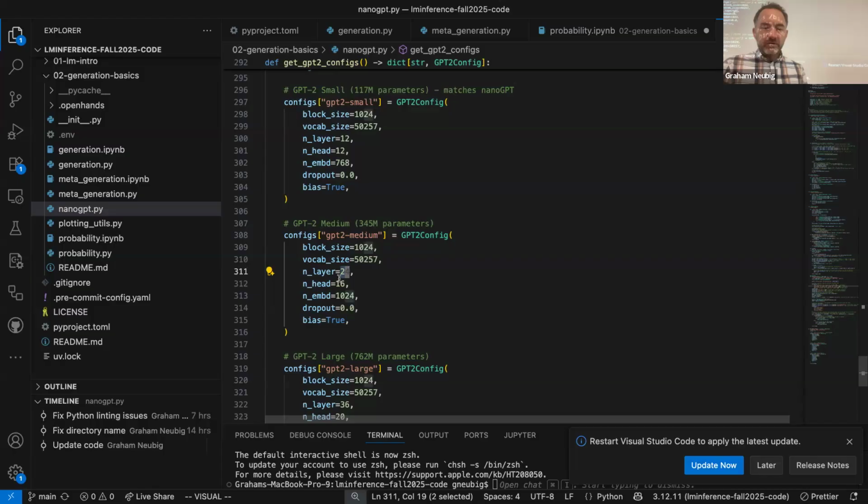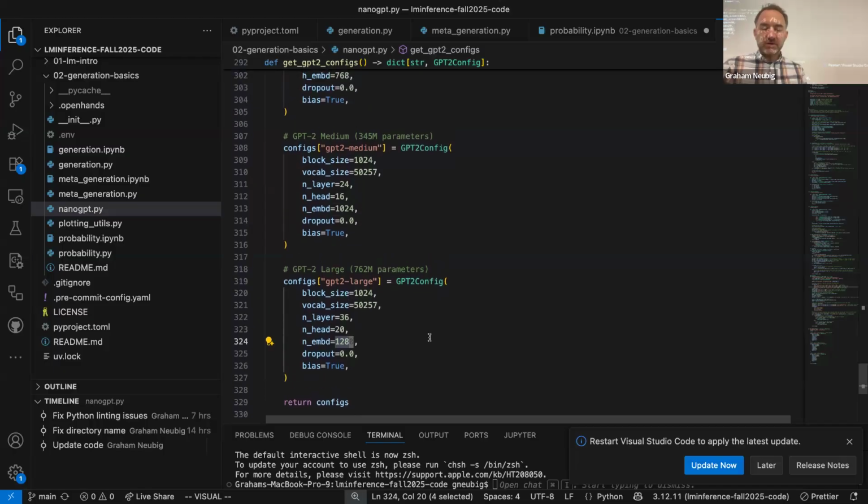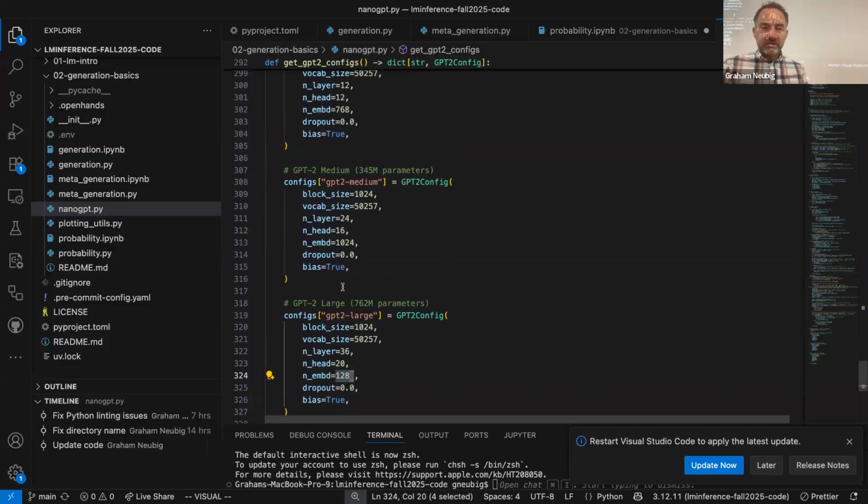This had 24 layers, 16 heads, embedding size of 1024. And then large had 36 layers, 20 heads, embedding size of 1280. So this is approximately 10x smaller than the models that we use nowadays for most of these dimensions. Except maybe layers.